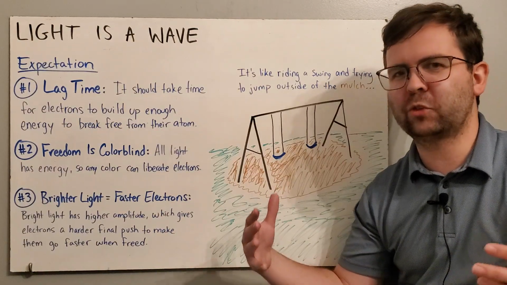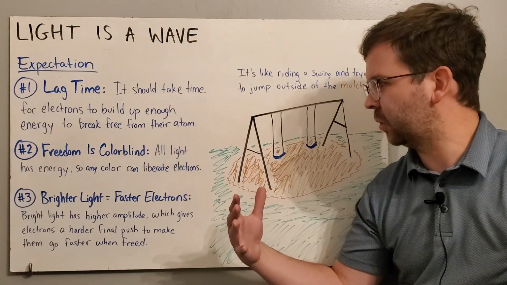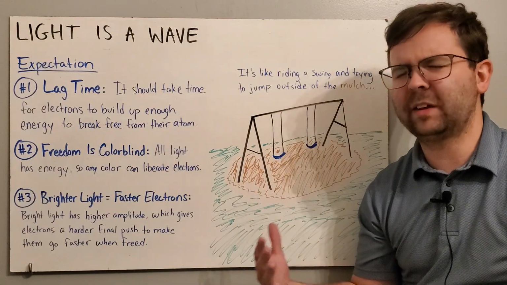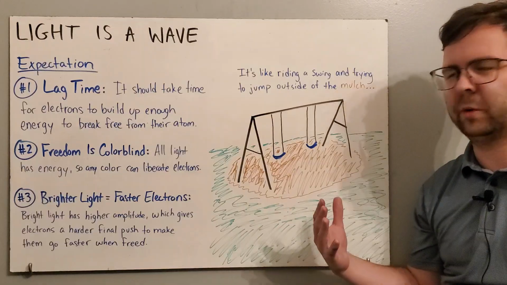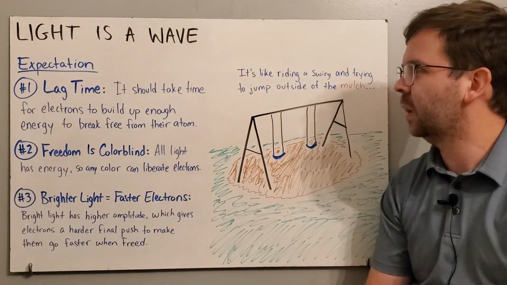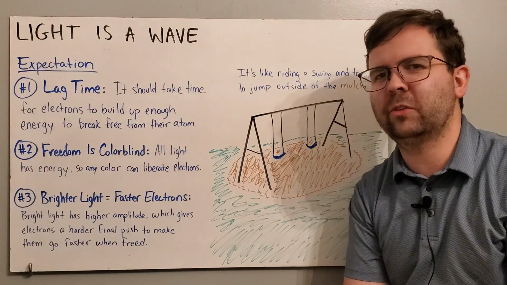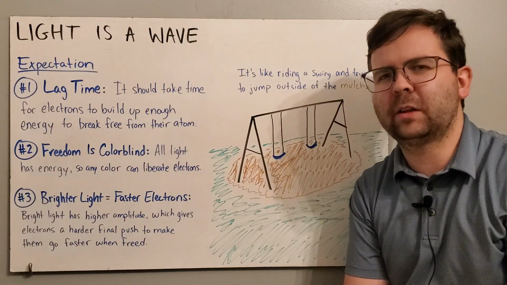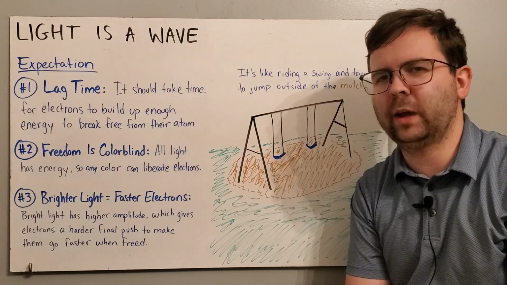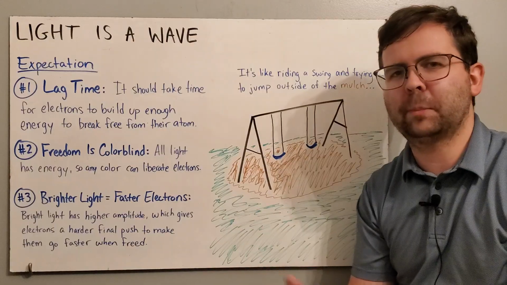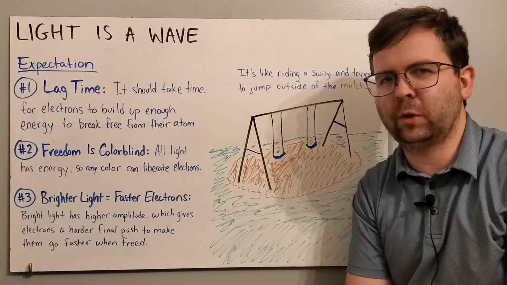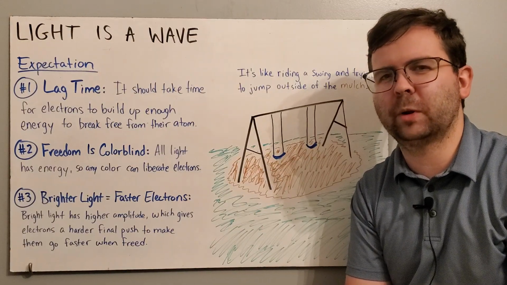So if you have a really big, strong person trying to give you a push, they can kind of help you clear the mulch a little bit easier and a little bit further. So these are the expectations that we would expect if light was acting as a wave. Then these things should happen when we do the photoelectric effect experiment.